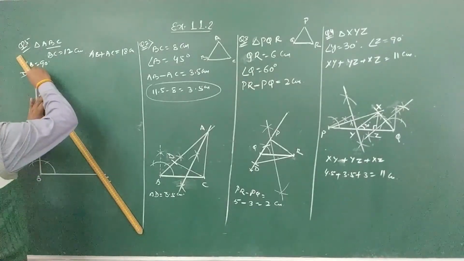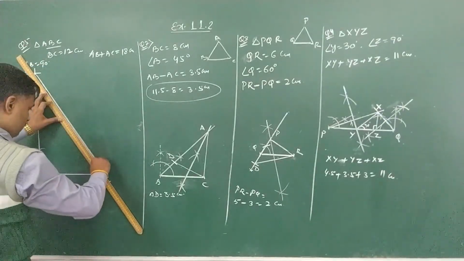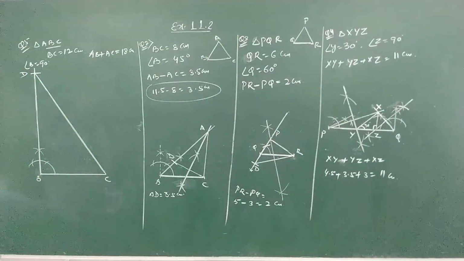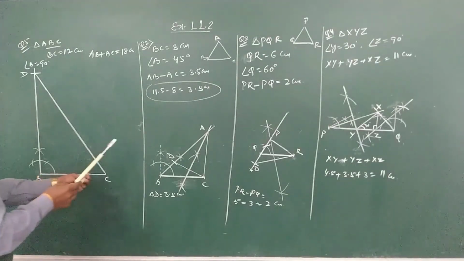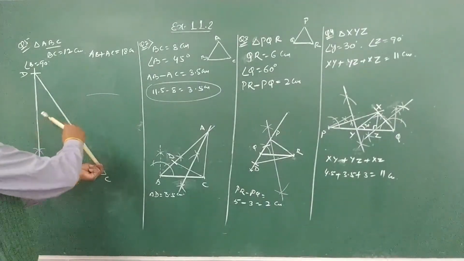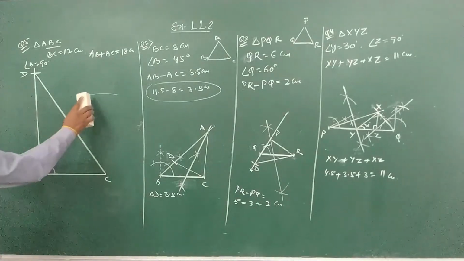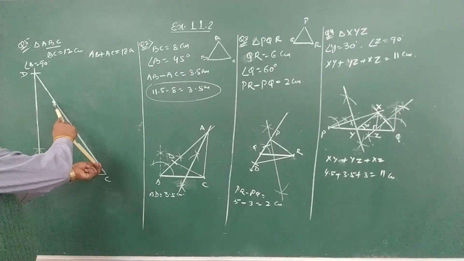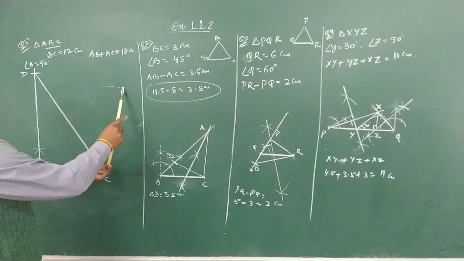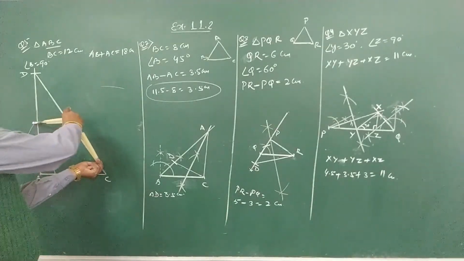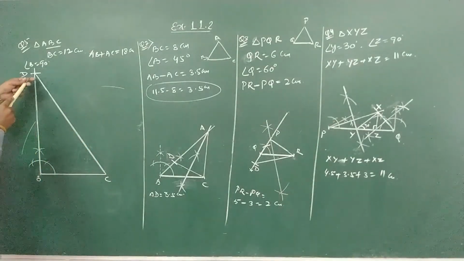You require a long scale. Join CD. Now we draw a perpendicular bisector of CD. Open your compass more than half. So I'm taking it more than half. You can draw both the sides. Draw an arc both the sides. Now we draw an arc from D point.